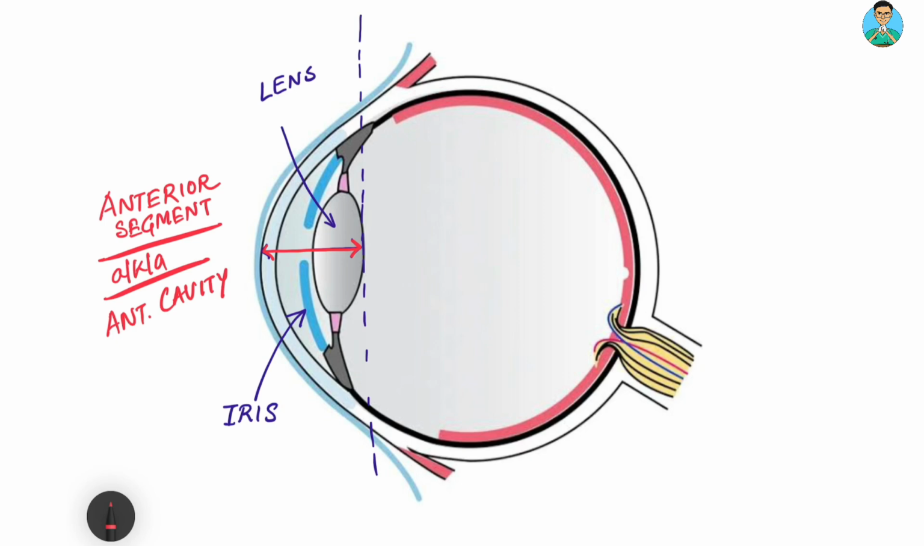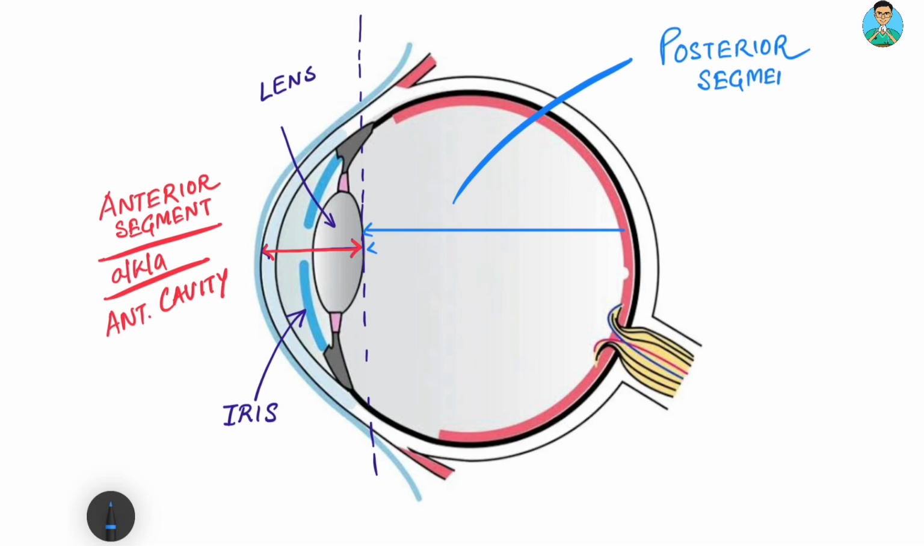Then whatever we have from the posterior surface of the lens or the beginning of the vitreous, all that region is known as the posterior segment, or posterior cavity. Now the story becomes really interesting.